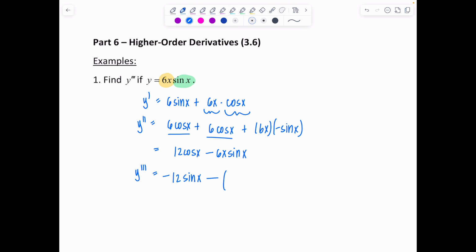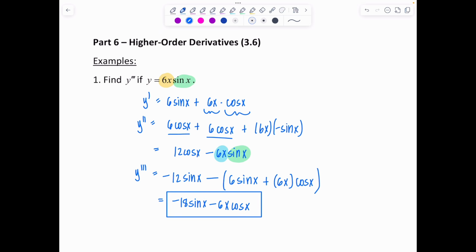So product rule. Let me highlight for you. This is one function. This is the other function. So derivative of 6x is 6. Leave sine x alone. Plus, now leave 6x alone. And then derivative of sine x is cosine x. Clean up, clean up. Now we have negative 18 sine x. Ooh, minus 6x cosine x. Beautiful. Okay.